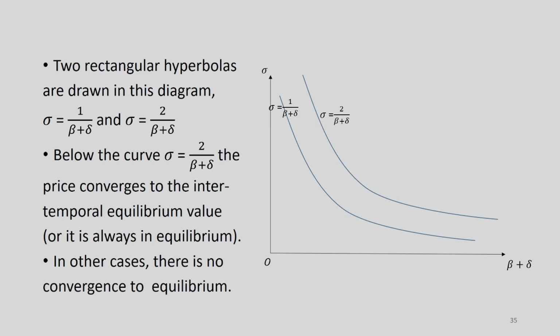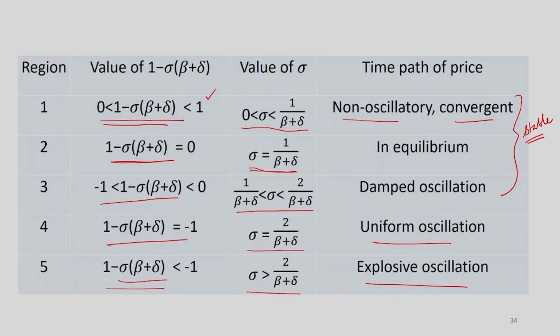Now, these 5 cases can be in fact shown in terms of a very convenient diagram. In this diagram, what we have done is that along the horizontal axis, we have taken beta plus delta, and on the vertical axis, I have taken sigma. Now, why have I done so? Because if you look at the table, you will see that we are getting these two equations. One is sigma is equal to 1 divided by beta plus delta, this is the case, and here is the other case where sigma is equal to 2 divided by beta plus delta.